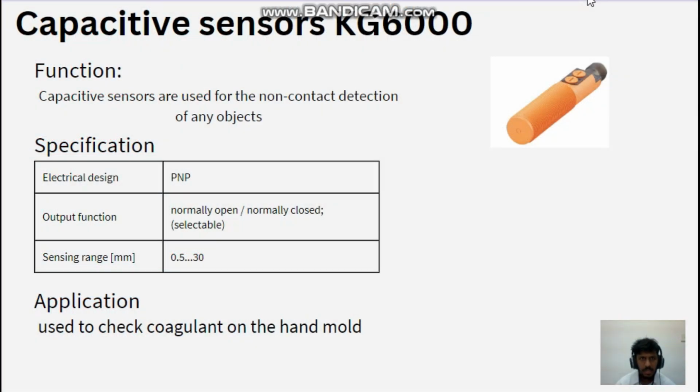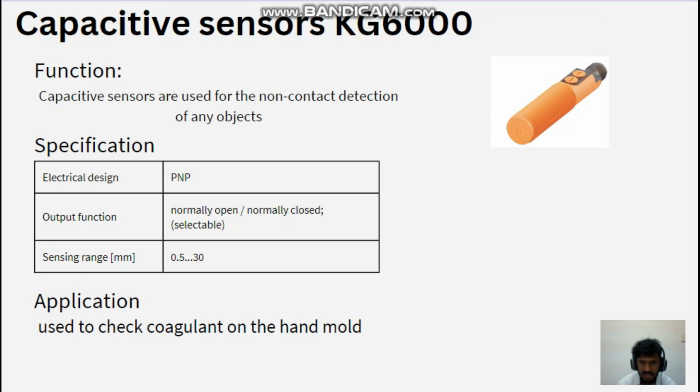Okay, so now I'll be explaining about the capacitive sensor. The sensor that we are going to use is KG6000. The function of the capacitive sensor is non-contact detection of any object, meaning even non-metallic. The specification is the electrical output is PNP. Output function is normally open and normally closed, selectable, and the sensing range is 0.5 to 30 millimeters. The application in the production line is to check the coagulant on the hand mold.